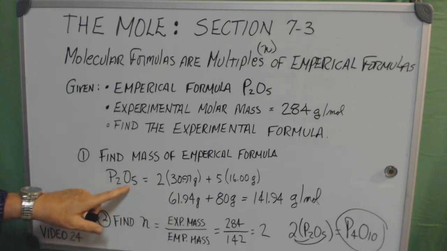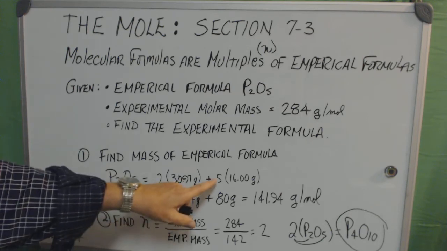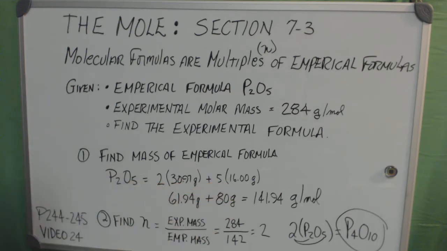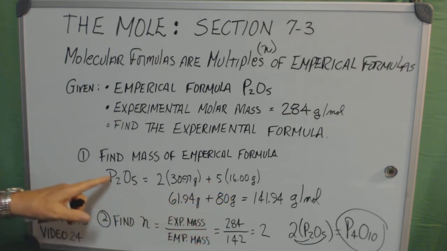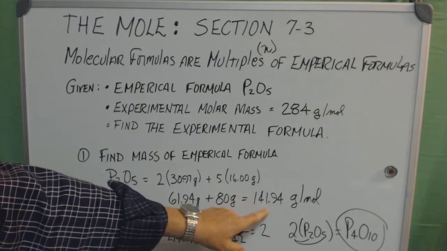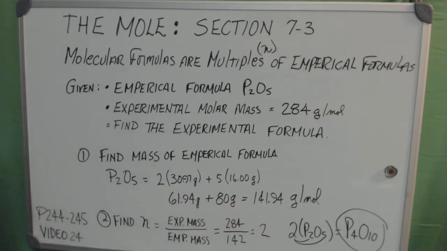And I'm going to add 5 atoms of oxygen. We can remember by now that 1 atom of oxygen has an atomic mass of 16. So 5 times 16 is 80, and the total for this empirical formula is 141.94 grams per mole.